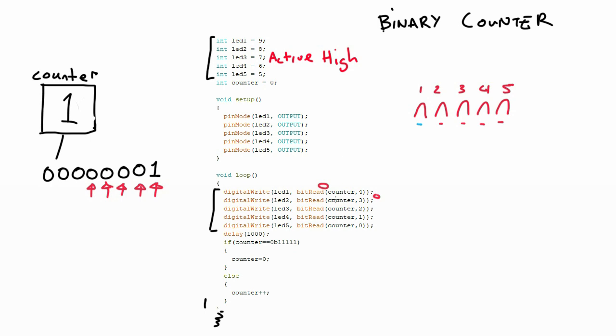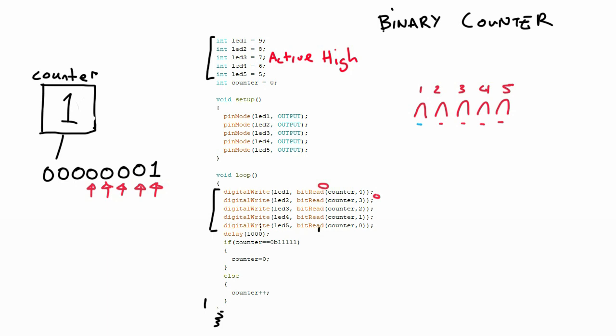So for LED 1, we read bit 4, it's off. So it stays the same. For LED 2, we read bit 3, it's off. For LED 3, we read bit 2, it's also off. For LED 4, we read bit 1, it's also off. But for LED 5, we read bit 0 of our counter, and it's 1. So we get a 1 here.